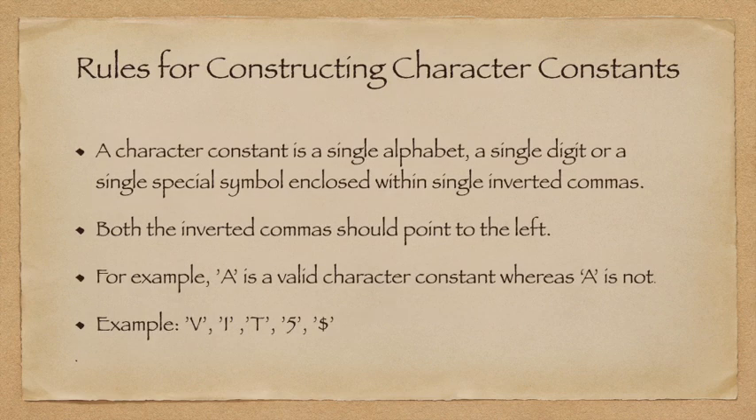Coming to the character constants. A character constant is a single alphabet or a single digit or a single special symbol enclosed within single inverted commas. Both the inverted commas should always point to the left. For example, as you can see, 'A' here, which has a starting quotation at the beginning and an ending quotation at the end, both pointing towards the left, is going to be a valid character constant, whereas 'A' where the first open quotation is pointing towards the right and the ending quotation is pointing towards the left will not be considered a character constant.